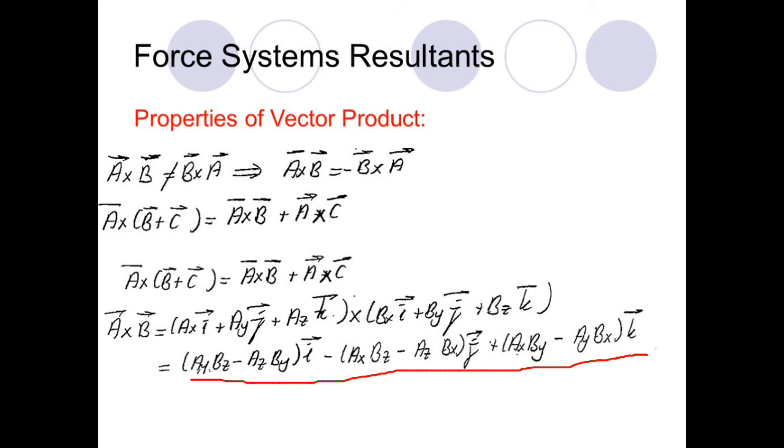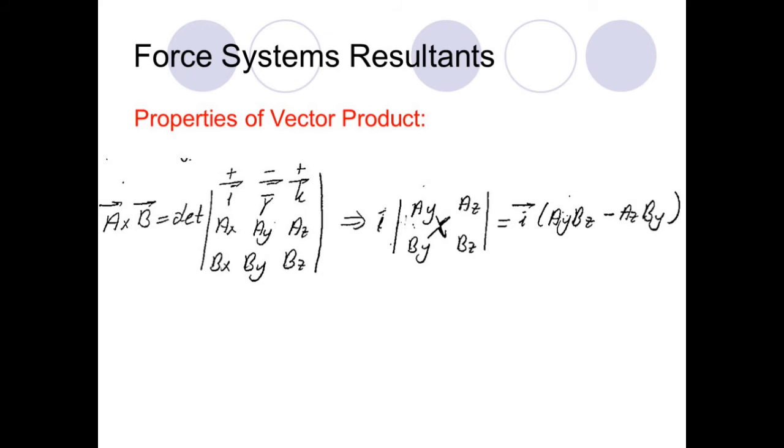Okay, so this is one approach. You can do it algebraically, but in fact there is another approach that you can use. You can write the vectors in matrix form. First, in the first row you write the unit vectors i, j, and k. Then you write the components of the first vector in each direction, so AX, AY, and AZ. Then in the third row you write the components of the second vector, BX, BY, and BZ, and then you have to calculate the determinant of this matrix.